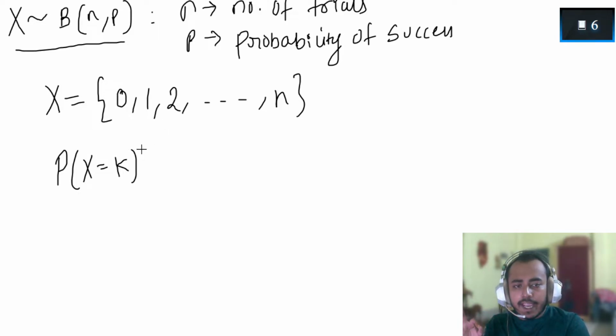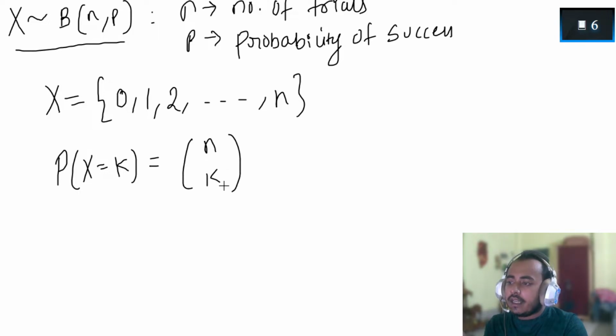For any value k, which is between 0 to n, the probability that the random variable x takes the value k is given as n choose k multiplied by the probability of success for that particular binomial distribution, which is p. So we can simply write p to the power k and (1 minus p) to the power n minus k. We can define that. And some textbooks also might define it as p to the power n minus k times (1 minus p) to the power k.